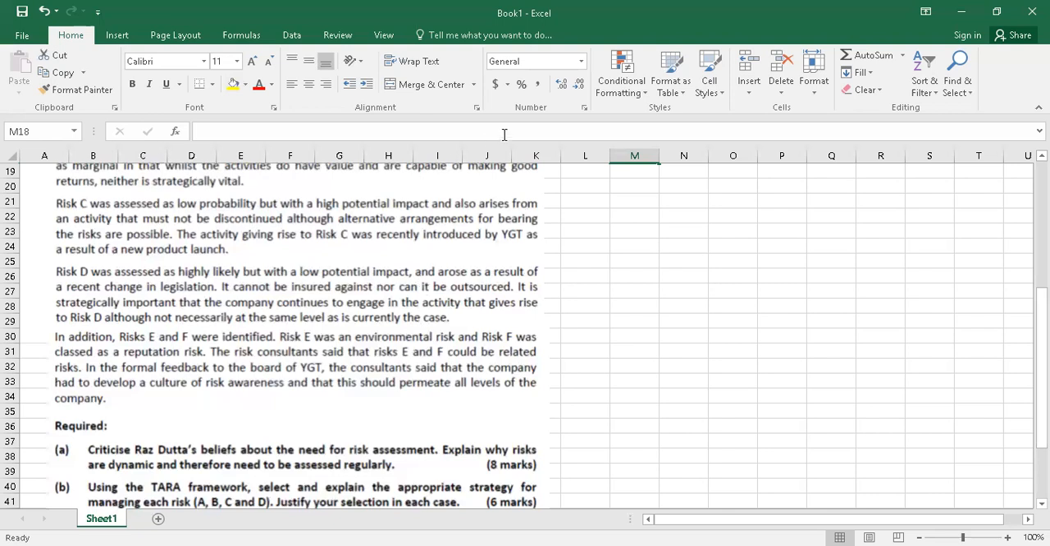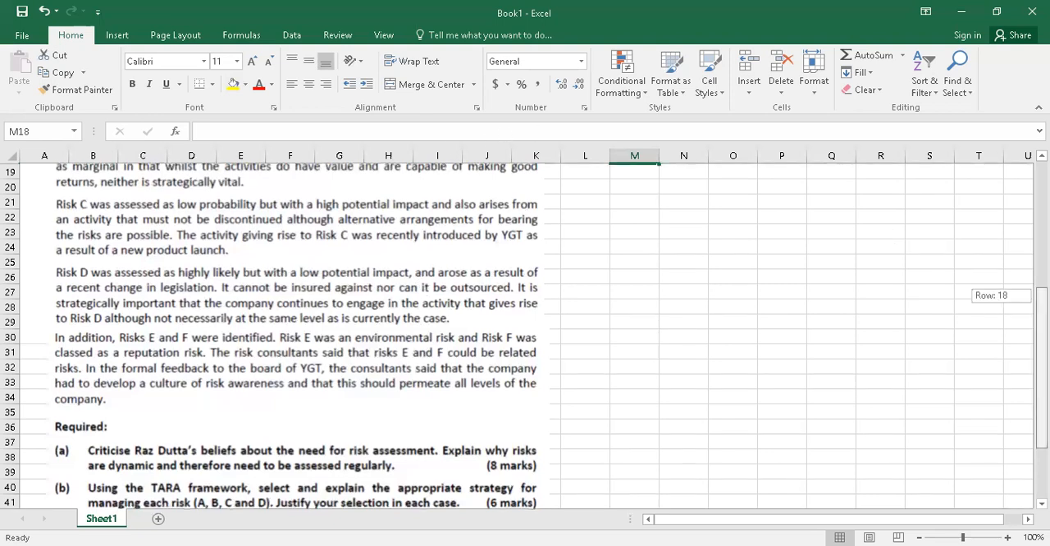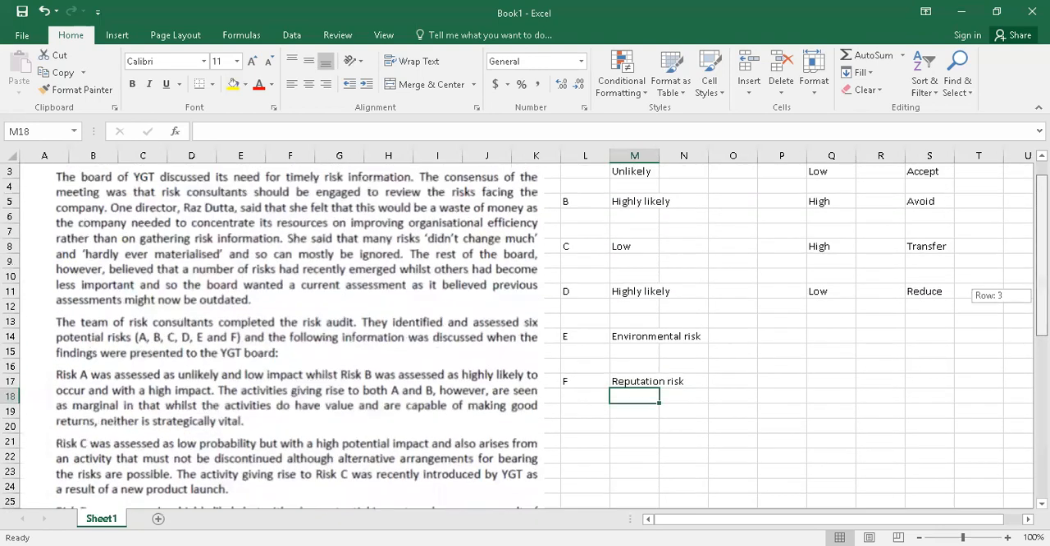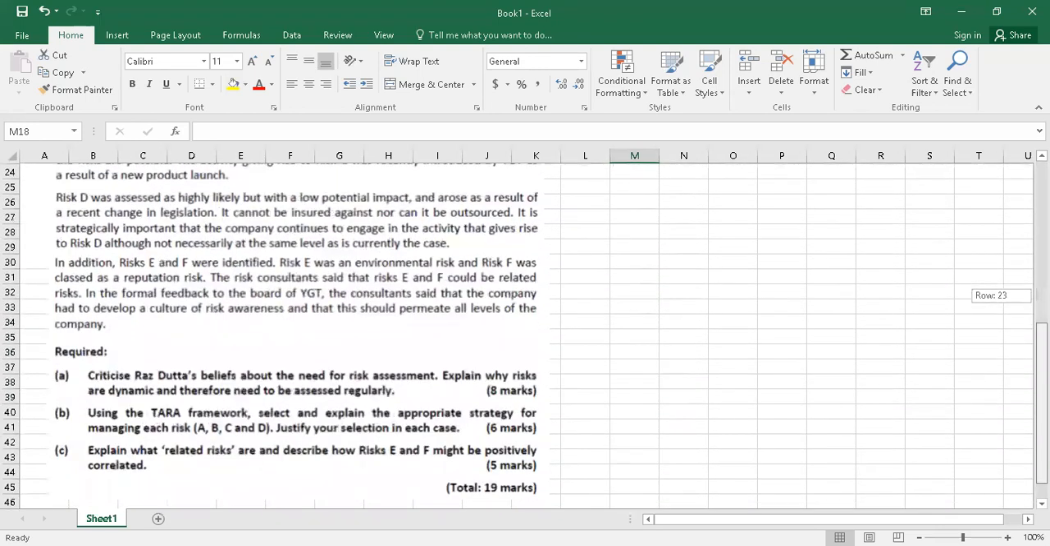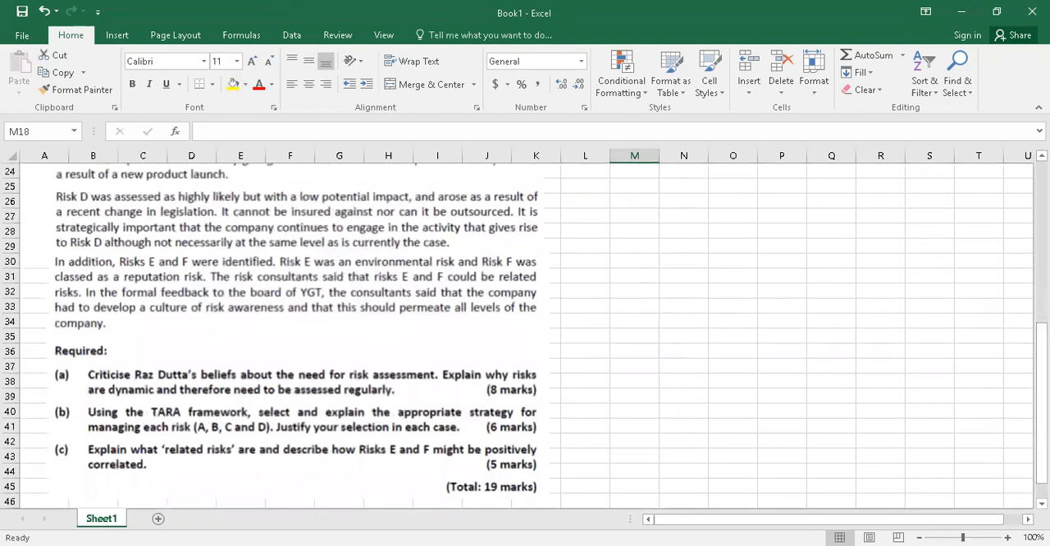So maybe even without doing a detailed analysis of the different types of risks, when we just read through that, we understand that they have come out with 6 different risks that will have some impact on the business, low or high or something. So these are new risks that have emerged. So it is not advisable to go with the opinion of Raj Datta.